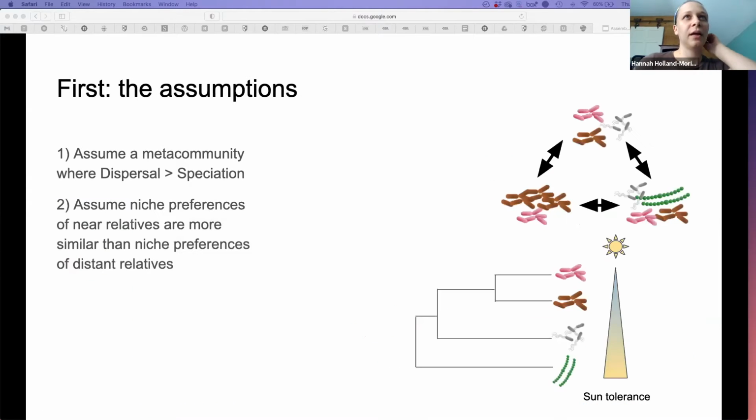Next slide, please. The second big assumption is that we can see evidence of selection in the phylogenetic tree, which is the idea that niche preferences of near relatives are more similar than niche preferences of distant relatives. The idea being that the phylogenetic tree is actually telling us something about the selective history that the community has experienced. Okay, next slide, please.